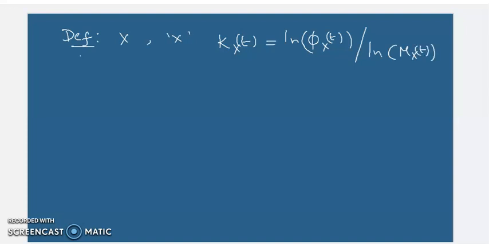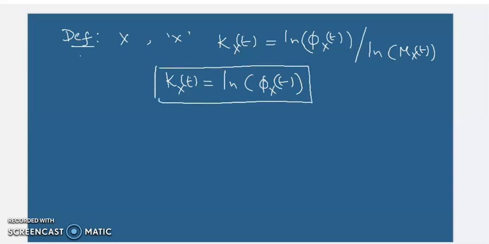So sometimes we write the definition as: the cumulant generating function of a random variable X is defined as the logarithm of phi_X(t), meaning the characteristic function of a random variable. Okay. So how are we going to find the cumulant generating function, that is C.G.F., of a random variable? Let's see here.